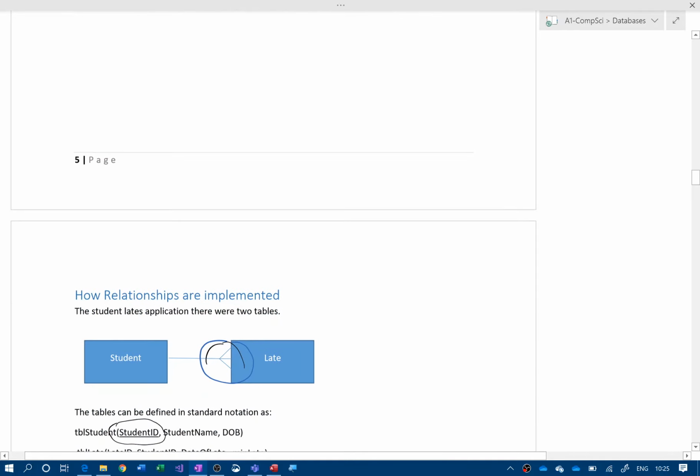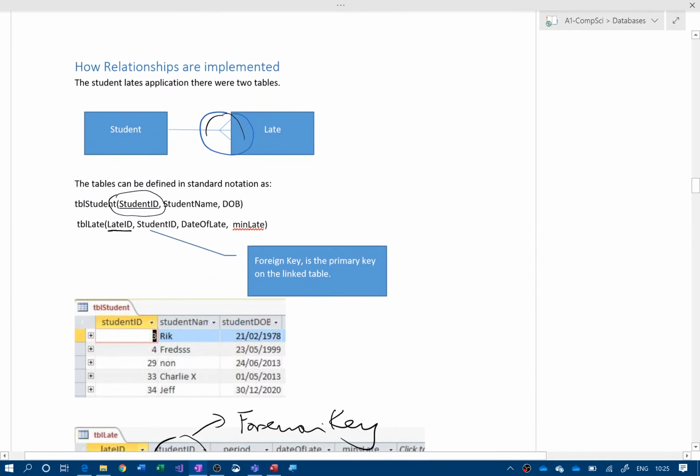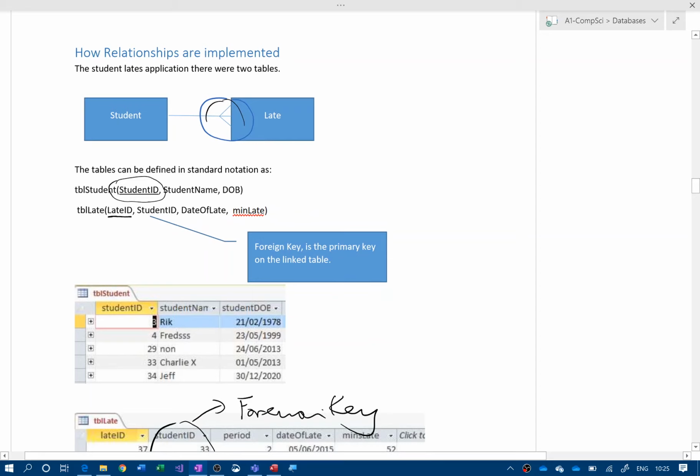So, a quick recap on databases. We've got the relationships between two tables. Now they are modelled by what's called a foreign key. So a student can have many lates. Looking at that, there is the foreign key student ID, and it's the primary key you'll notice in the student table, and that's how we model it.